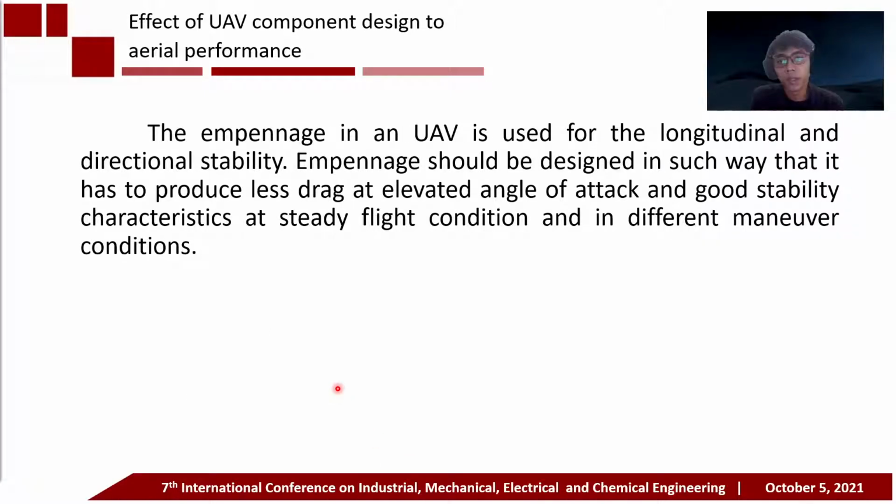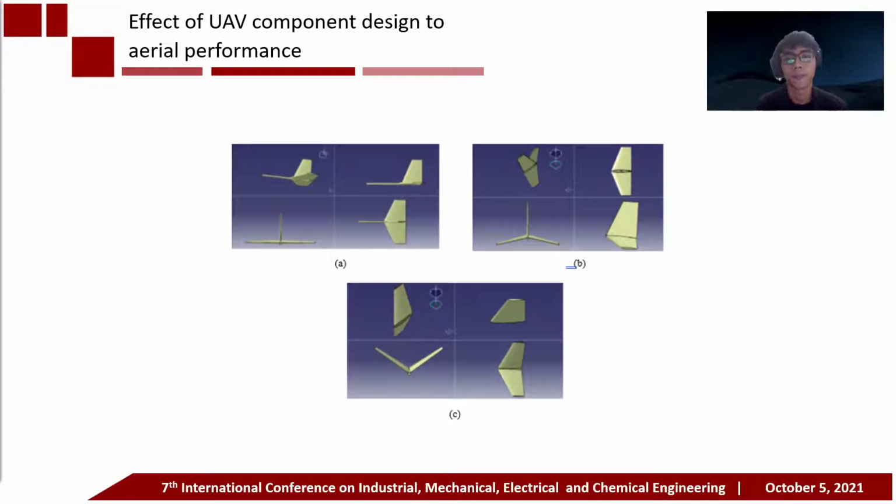Next, the empennage in a UAV is used for longitudinal and directional stability. In addition to the wing, optimization of UAV design was also carried out on the tail or empennage. The empennage should be designed in such a way that it produces less drag at elevated angles of attack and has good stability characteristics at steady flight conditions and different maneuver conditions.